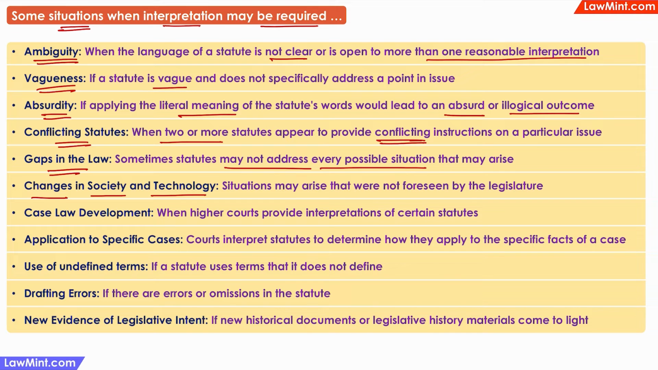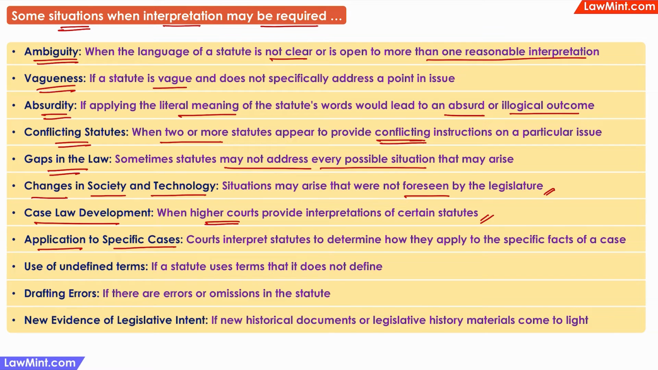Changes in society and technology. As society and technology evolve, situations may arise that were not foreseen by the legislature. So, the courts may need to interpret statutes to apply them to these new conditions and contexts. Case law development. When higher courts provide interpretation of certain statutes, then the lower courts are often required to interpret those statutes in line with the higher court's decisions.